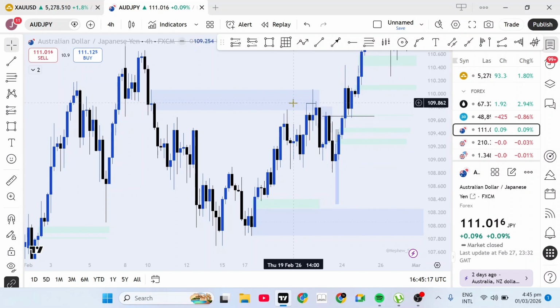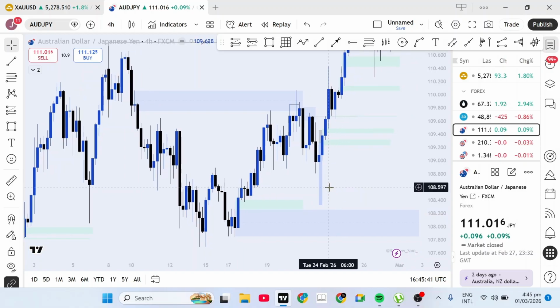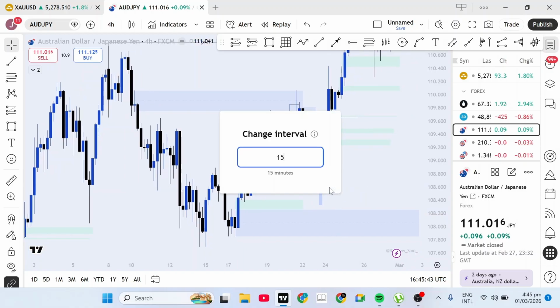So this is what I saw. I saw a sweep here on the 4-hour time frame, and I saw this closer here, which is a change in state of delivery. After the change in state of delivery, there was another block here that price came back to on the 4-hour time frame. So I went down to the lower time frame, which is the 15 minutes or the 1 hour?